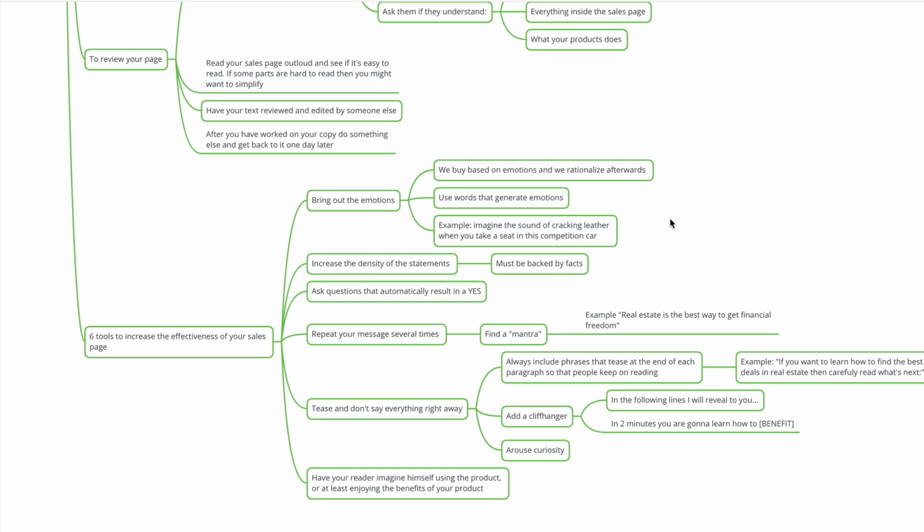So another tip is to increase the density of the statements, okay? Because when you make a claim and there is no fact to back it up, it makes your copy very shallow, right? That's something very common with junior copywriters or beginners. So you have to be very careful. Everything must be backed by facts or whatever, but it must be backed. There must be a reason, an objective, factual reason for this, right?